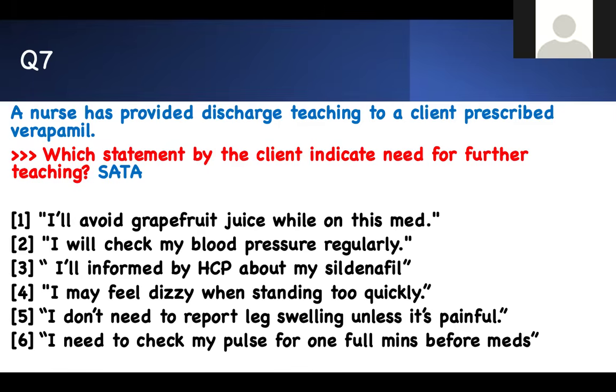A nurse has provided discharge teaching to a client prescribed Verapamil. Verapamil is another class of medication. These are what we call calcium channel blockers. Which statement by the client indicates the need for further teaching? These medications look like beta blockers.